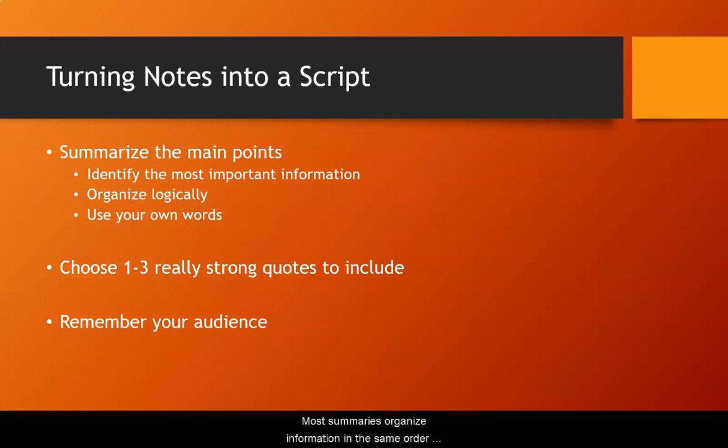Most summaries organize information in the same order as the original article, but if you see a stronger, more logical organization that you can use once you start, feel free to move things around. You just want to be careful that you're not misrepresenting what the article is saying by doing so. It is okay to include a few of your favorite quotes, particularly if they help illustrate one of the main points that you are summarizing. Just don't go overboard. Remember, your audience is your classmates. How can you ensure that they understand the article without having to read it themselves? How can you make this presentation interesting for them?